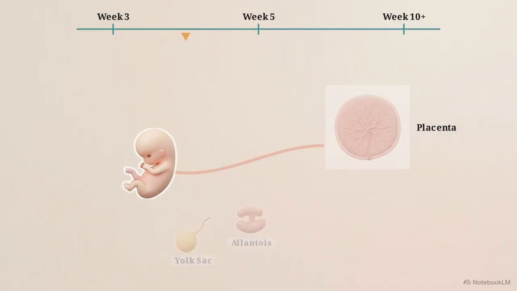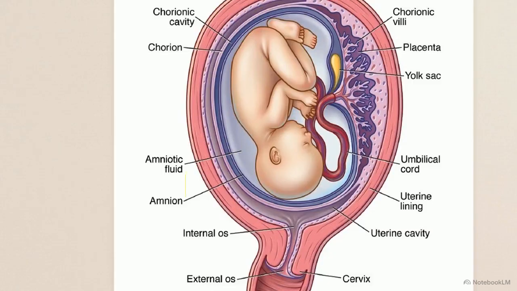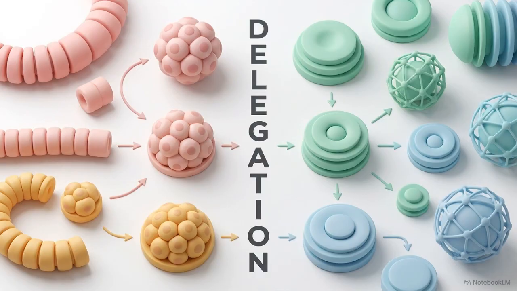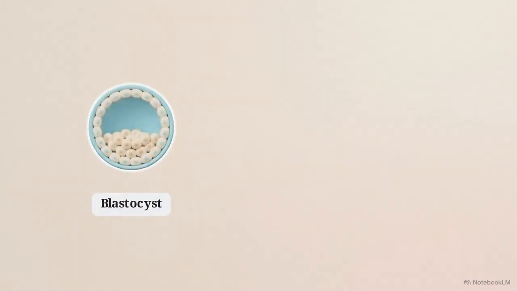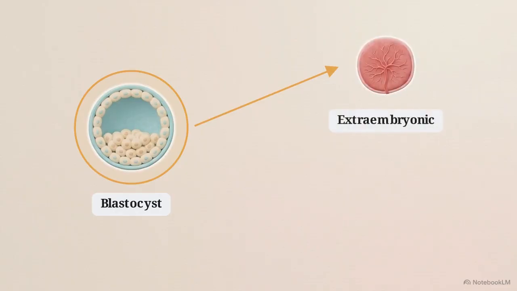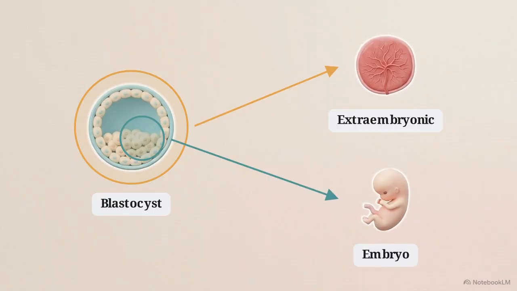Until then, two other extra-embryonic structures, the yolk sac and the allantois, visible near the umbilical cord, act as early bridges for fluid exchange and blood cell development. You can also see the amnion, the thin membrane tightly surrounding the fetus. It produces the amniotic fluid, which acts as a biological shock absorber, protecting the developing embryo from the physical impacts of maternal motion. The architectural split of the blastocyst sets up a division of labor. The outer cells are delegated to building maternal support systems like the placenta and membranes, allowing the inner cells to focus entirely on building the organism itself.